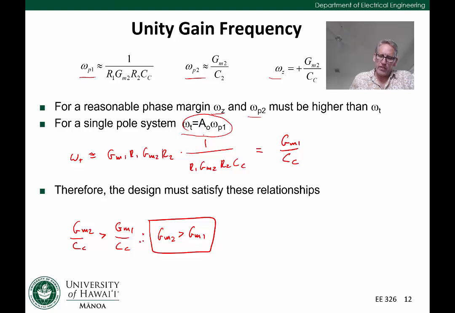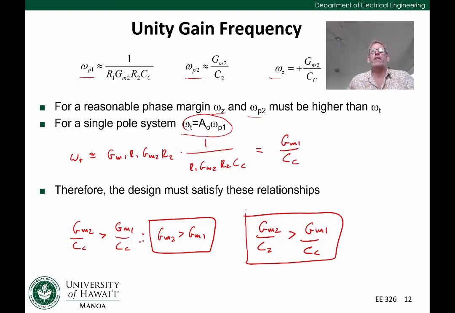Now we can also look at the relationship between omega p2 and omega t, and we can write that GM2 over C2 must be greater than GM1 over CC. Again, this is another design constraint we can use if we want to design these, and how we're going to eventually pick the size of the compensation capacitor relative to the capacitances that already exist in the circuit. Okay, that's it for this lecture, and I'll see you next time.